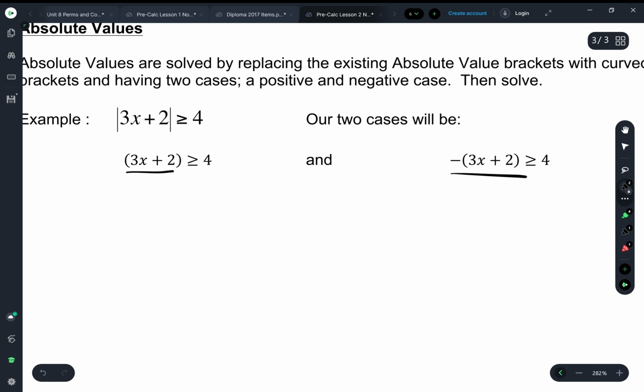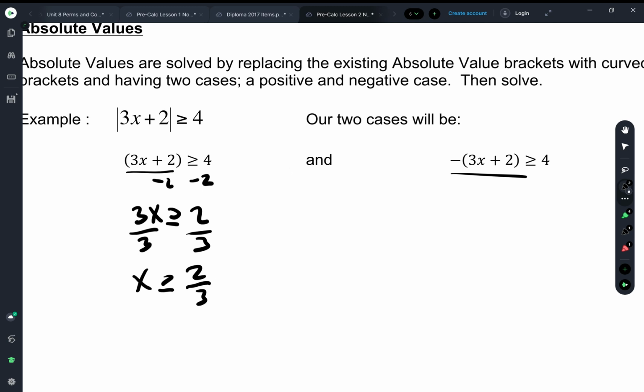So in this case, you just solve the left side as you see it, normal. So I would just go -2, divide by 3, divide by 3. I have x greater than or equal to 2/3 as a possibility. There's a critical value, you could say.